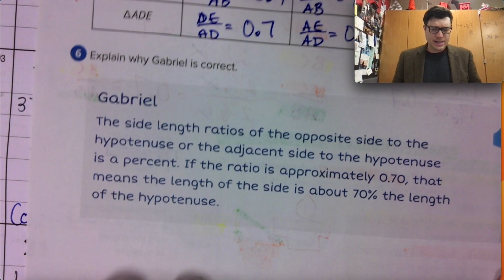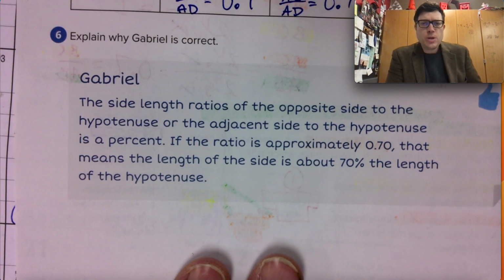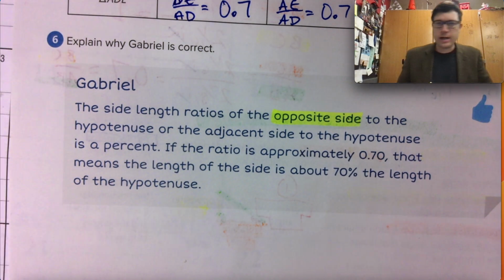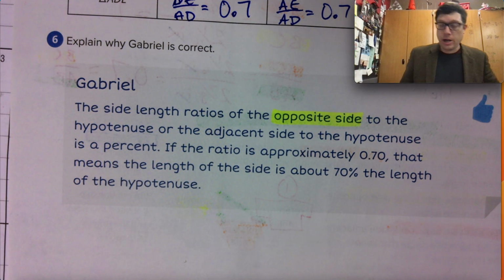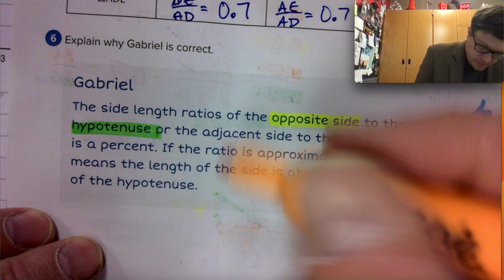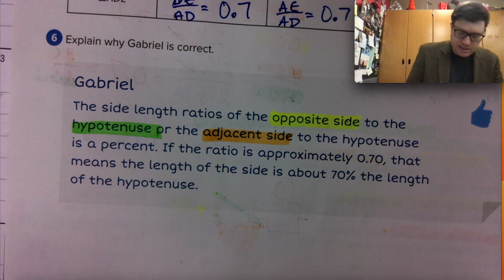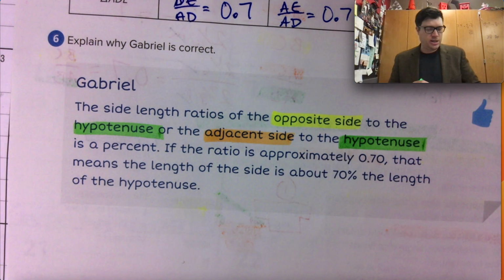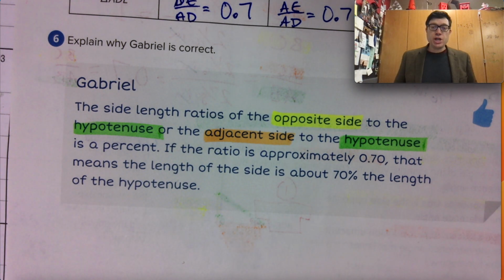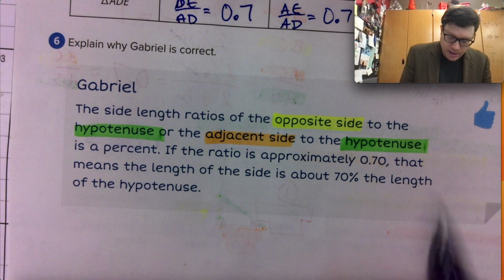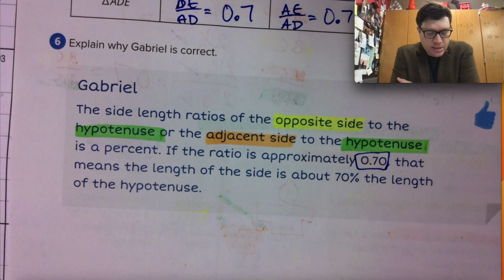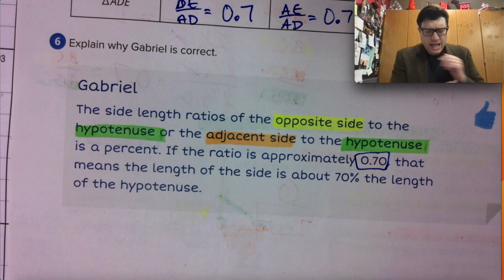Gabriel is asked to weigh in on this one. Gabriel says, the side length ratios of the opposite side to the hypotenuse, or the adjacent side to the hypotenuse, is a percent. We didn't write any percents down, so I'm kind of pondering why Gabriel would say this. If the ratio is approximately 0.7, yep, we got that. We got 0.7. That means the length of the side is about 70% of the length of the hypotenuse. Is that what this means?